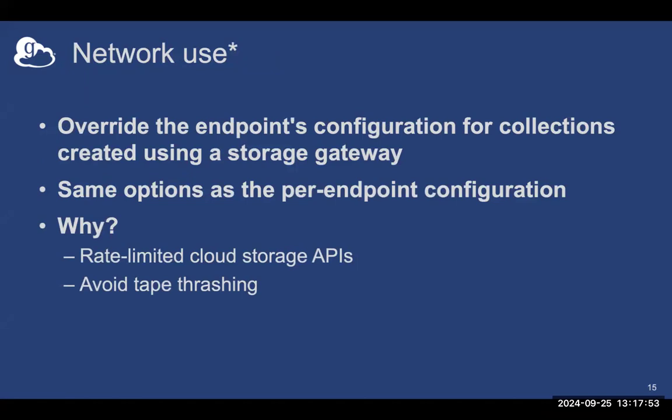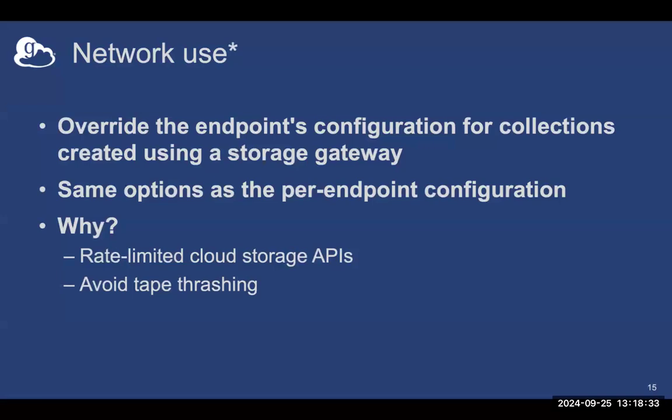And then network use, again, it's the same concepts as before with parallelism and concurrency. However, for some of the storage gateways, it makes sense to use a different value than you would normally use. Even if you have a great network, if you have a large number of parallel jobs going on, that may not work well. So it could be that there's some rate limiting happening in a cloud storage API. There might be some sort of tape issues where if you had multiple files being accessed, your tape system is just going to go nuts swapping tapes around. So you can set it to some other value if you need to.